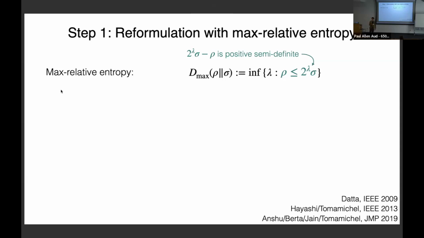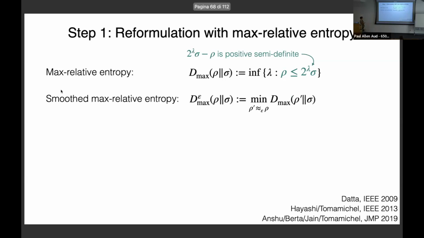It just comes from operator monotonicity of the log. But it's a very ill-behaved quantity because it can be very discontinuous in rho. And we don't want that. So to tame this quantity, we smooth it out. We do a smoothed max relative entropy on the first argument. The max relative entropy can be very large, can explode, so we try to make it smaller by taking a small epsilon ball of states around rho, and we compute the Dmax between the new state and sigma, and we minimize over the states.